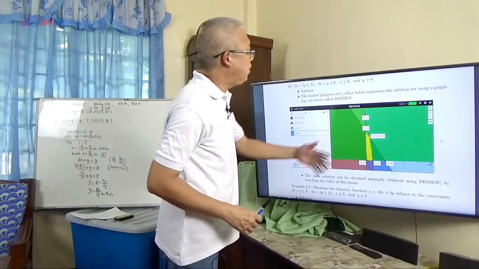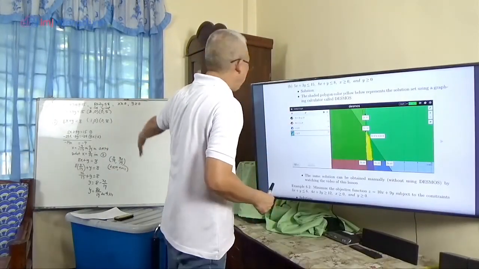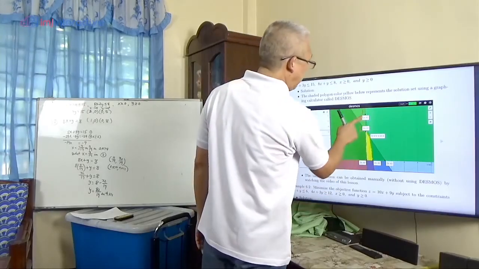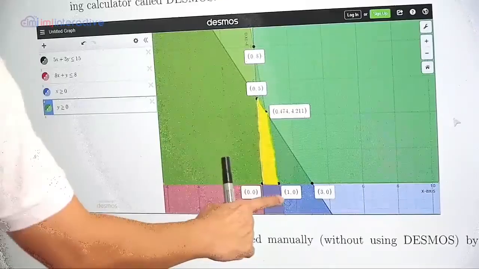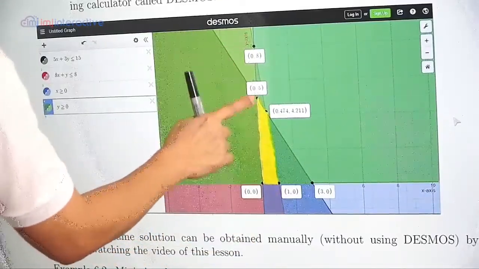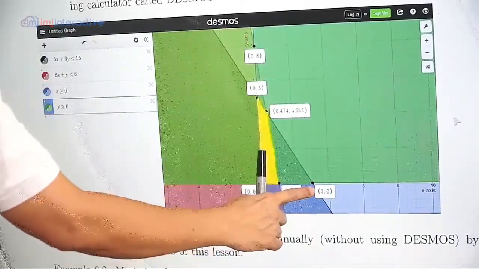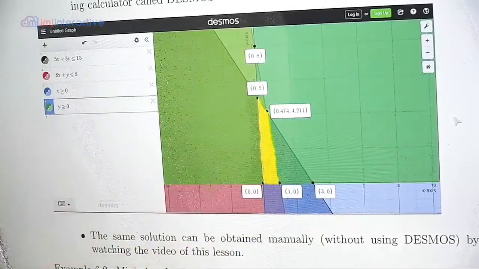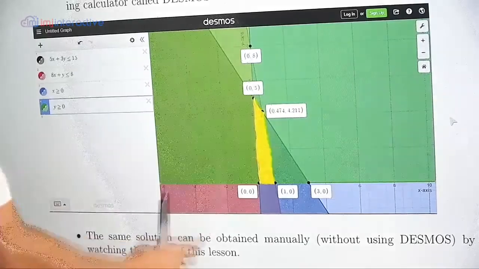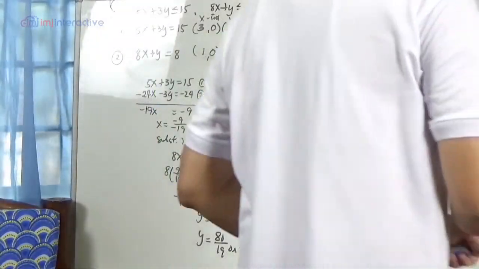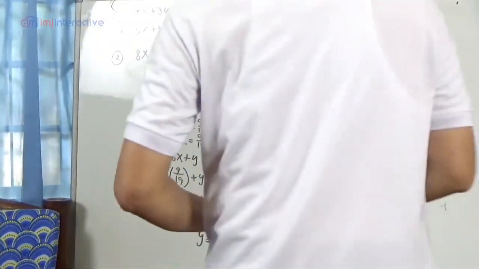So here in this graph, you can see all the points that we have identified. 0, 8 and 1, 0 is equation 2. 0, 5 and 3, 0 is equation 1. Now, this is the point of intersection, 0.474 and 4.211. Next, let us try to identify the region.